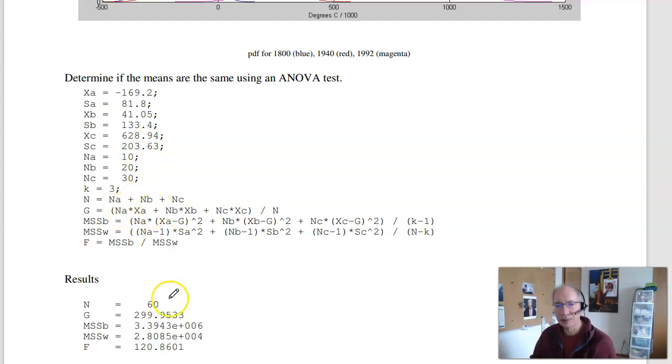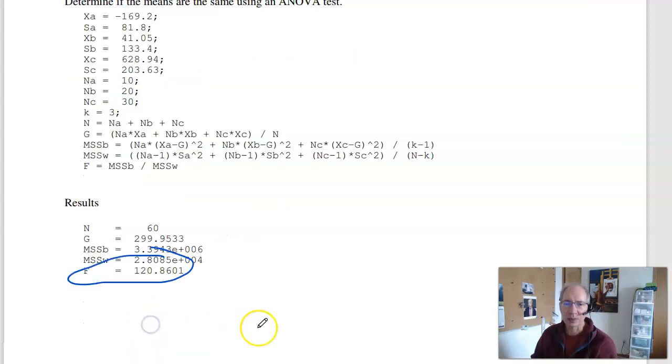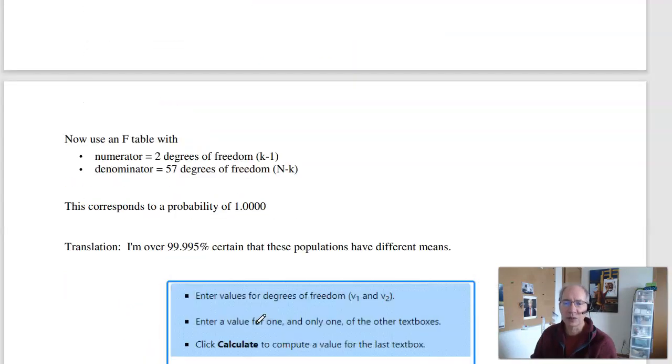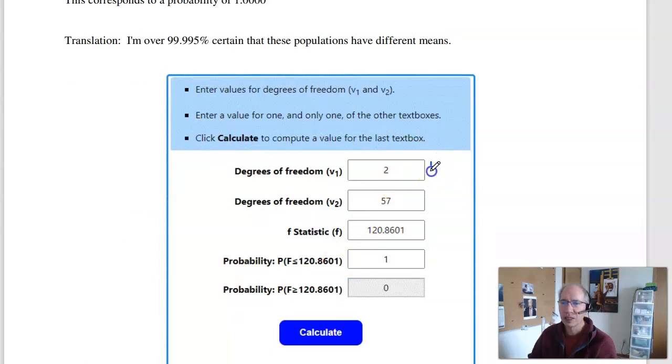Global mean is 299. Mean sum squared between columns, 3.3 times 10 to the 6th. Mean sum squared within columns, 2.8 times 10 to the 4th. Ratio, 120. So there's my F-score. To see what the F-score means, convert to a probability. In this case, I've got k minus 1 degrees of freedom in the numerator, 2. I have n minus k degrees of freedom in the denominator, that's 60 minus 3. F-score is 120. There's the probability.